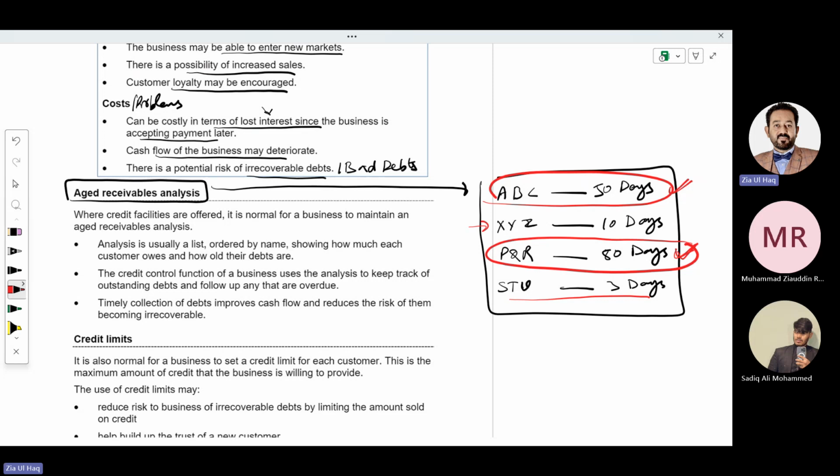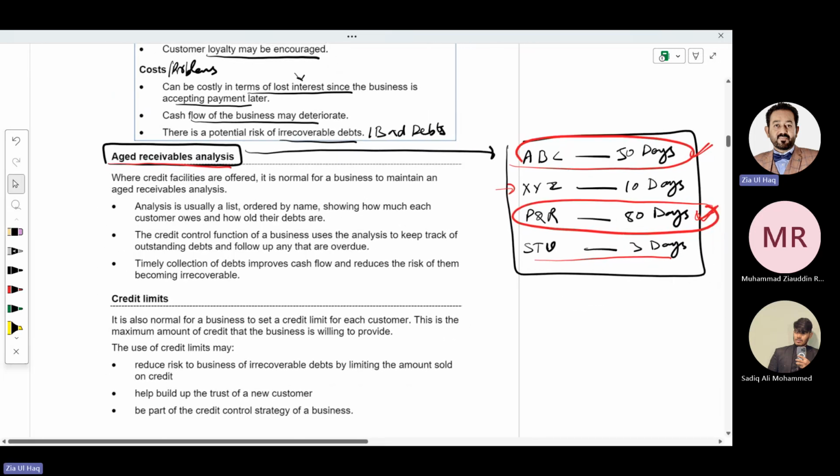So at the end of every month, a company needs to perform aged analysis of its receivable. Aged analysis of receivable means checking the age of receivables. Checking the age of receivable means checking how long their balance has been overdue.